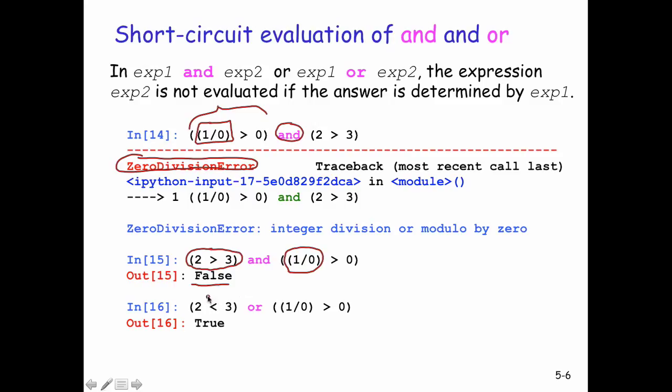Similarly, with OR, if the first operand evaluates to true, as in this case, we never actually evaluate the second operand, and so never notice that there's a division by 0 error. And this particular fact will be very important later when we write various predicates in Python.